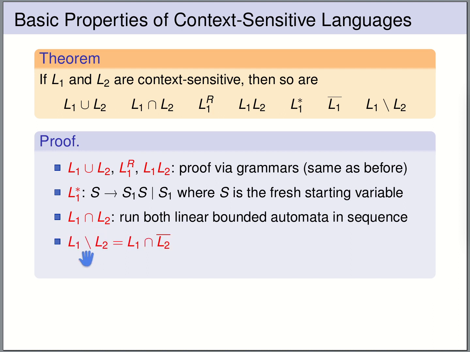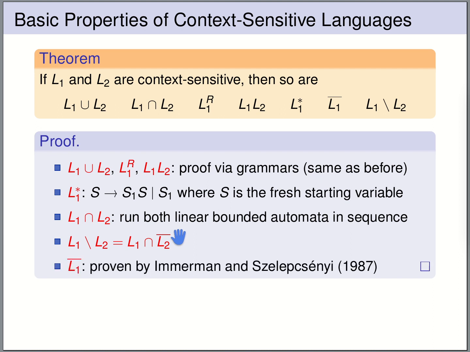For the difference, L1 minus L2, we can write this as L1 intersected with the complement of L2. The intersection preserves context-sensitive languages, so we only need to know that the complement also preserves context-sensitive languages. And this is actually a non-trivial proof, but really a marvelous proof.